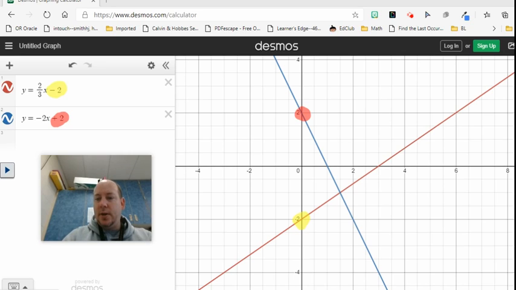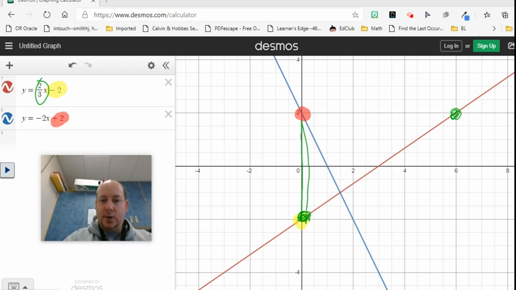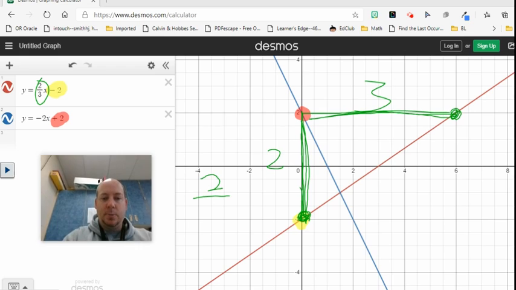And then we can look at that slope. So in our red one there, the slope is positive 2/3, and we can see that from the graph. If I pick those two points and calculate my rise and my run to calculate slope, I would go up 2 and I would go right 3. So we can see that slope of 2/3 right there in the graph.